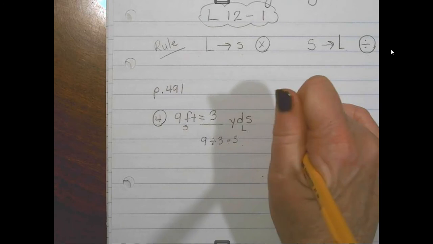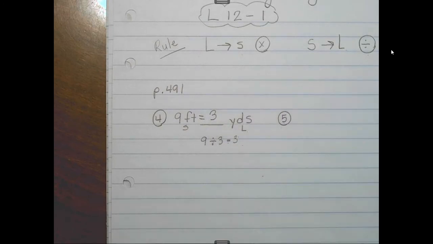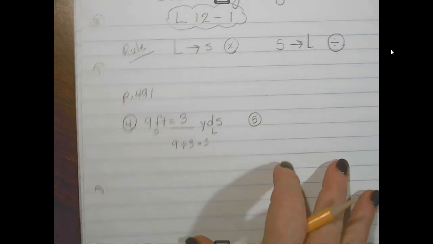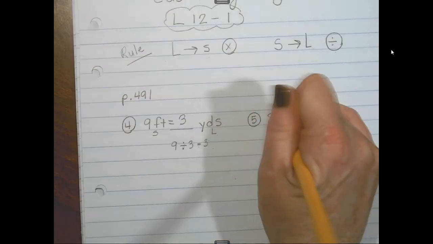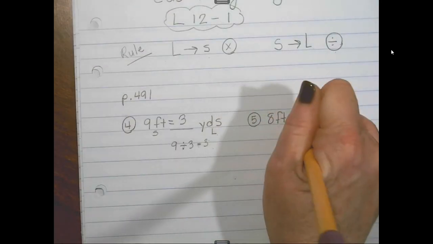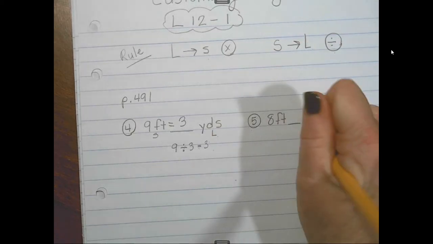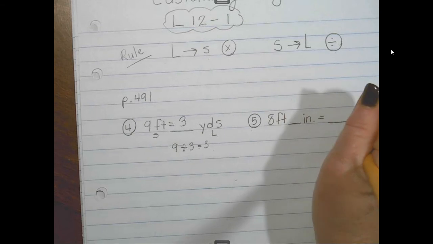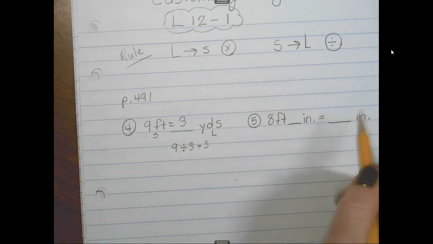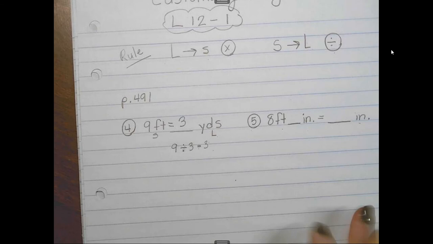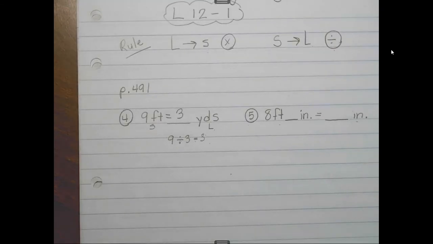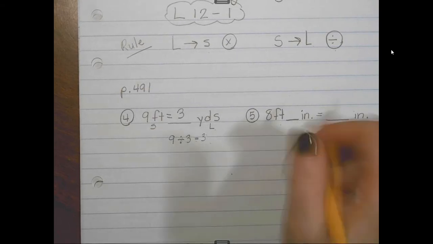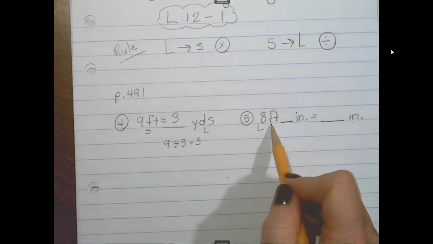Let's do number 5 together. All right, number 5. They've already slid in a tricky one here. 8 feet equals blank inches. So we have to know how many inches are in a foot. All right, so if we go back to page 490, we see that there are 12 inches in a foot. So that's our unit rate. And we're going from a larger unit, the 8 feet.